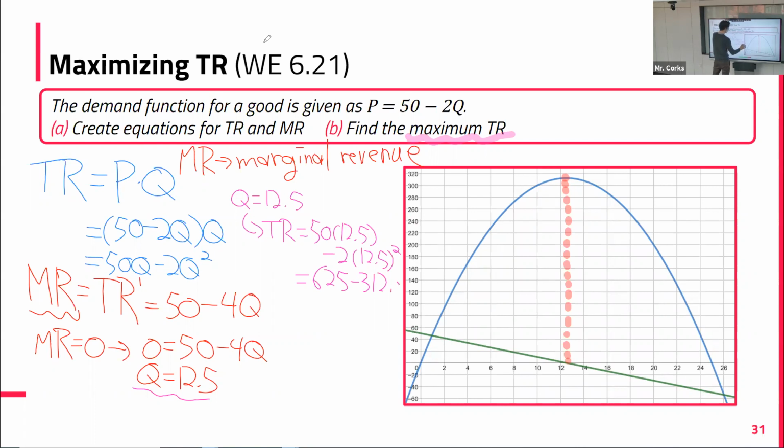312.5. You might notice that this number here is exactly double this one. It's a symmetric function, so that should probably happen, but it's good to work out the math anyway and make sure that's going to happen. So there we go. We've found the location of our maximum and then the actual value of the maximum.